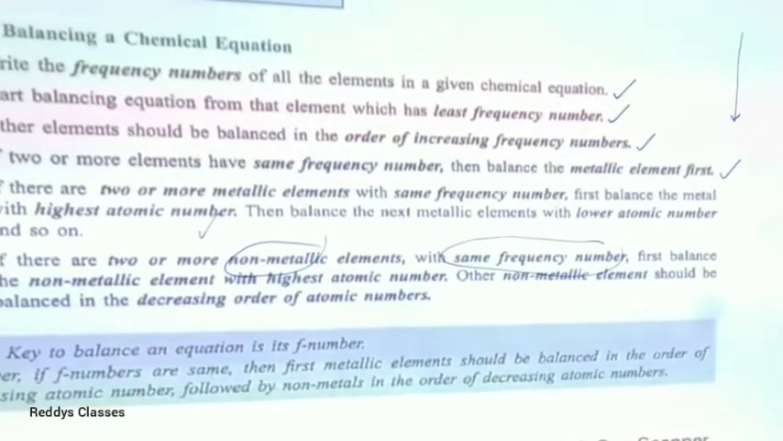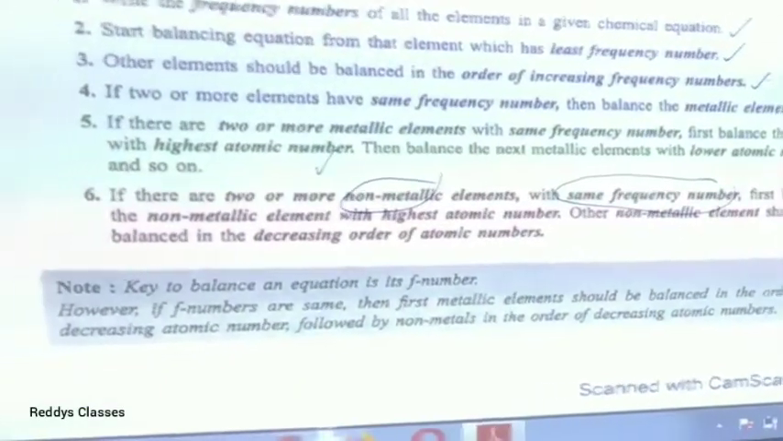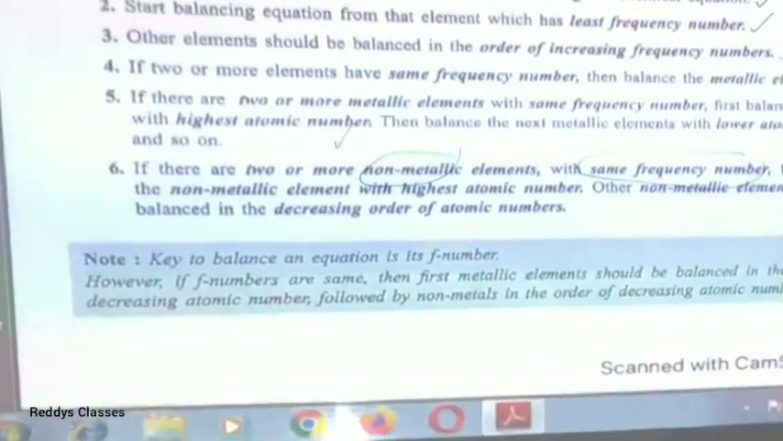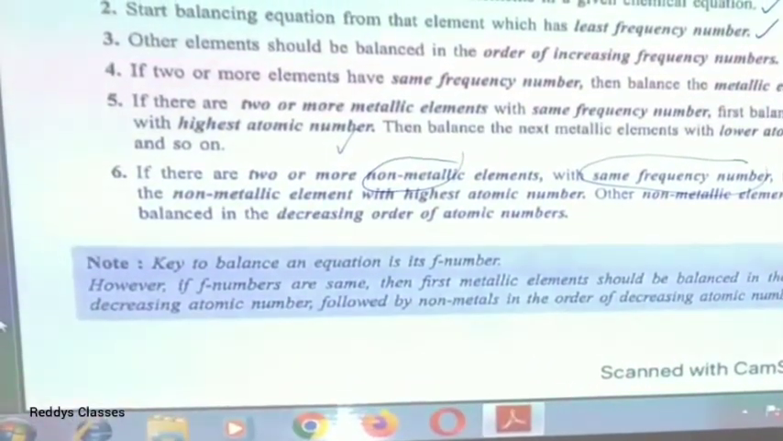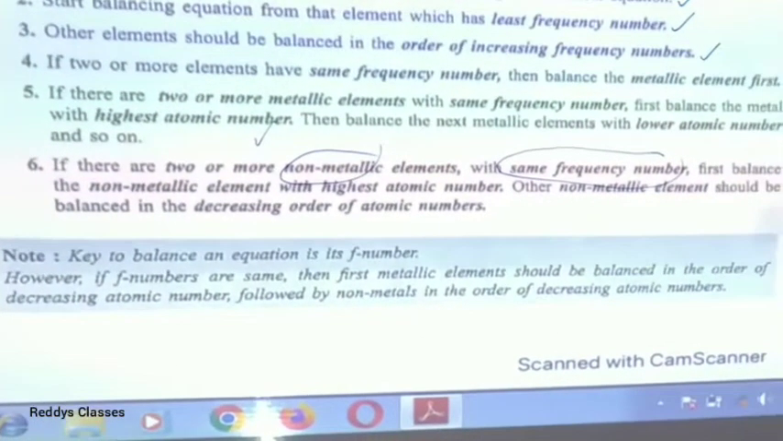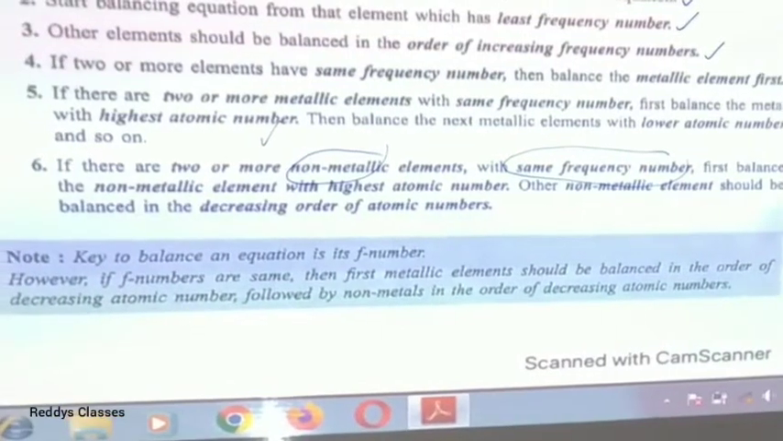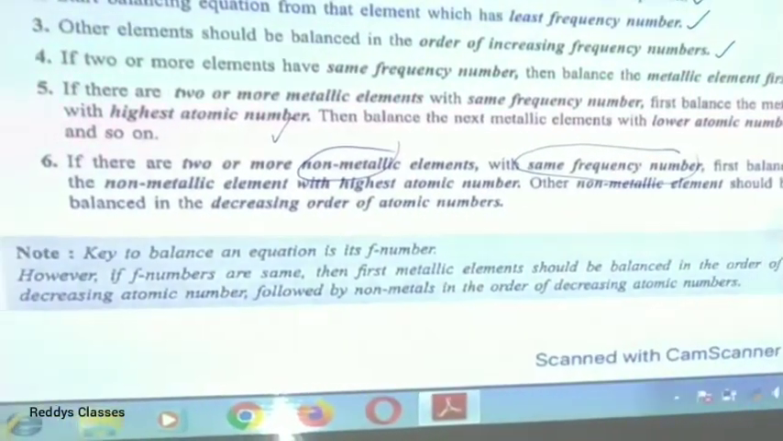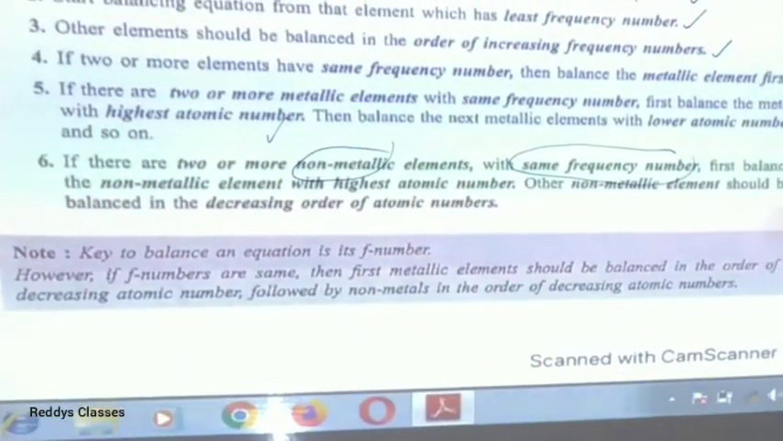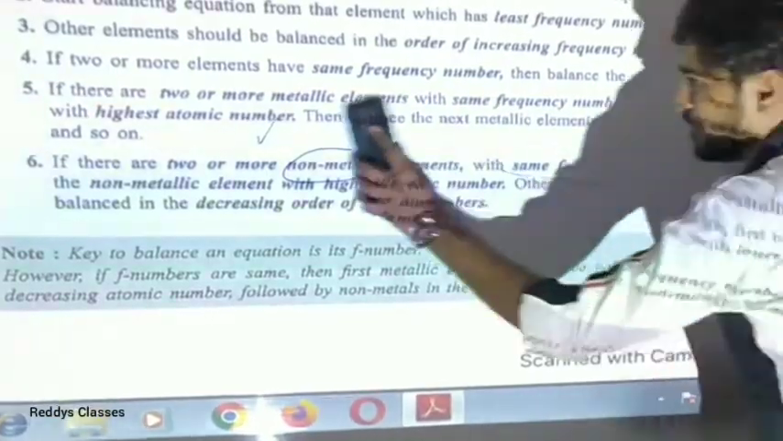Make sure there is a note given below. The key to balancing an equation is its F number. However, if the F numbers are the same, then first the metallic elements should be balanced in the order of decreasing atomic number, followed by non-metals in the order of decreasing atomic number. Let us continue now.